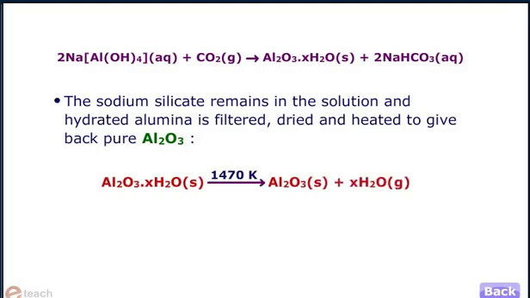Al2O3·xH2O (solid) at 1470 Kelvin gives Al2O3 (solid) + xH2O (gas).